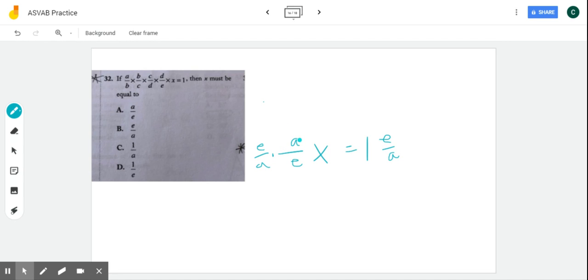Again, a over e, if we divided by a over e, remember when we multiply fractions, there's the skip, flip, multiply. So this is just the flip and the multiply. And the reason for that is, again, our diagonals cancel. And we're left with x equal to e over a.